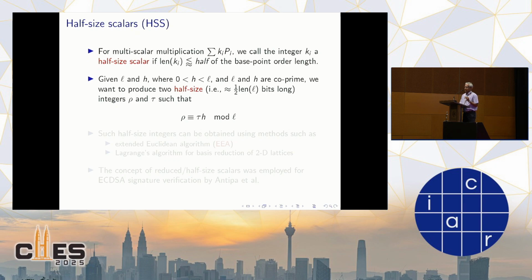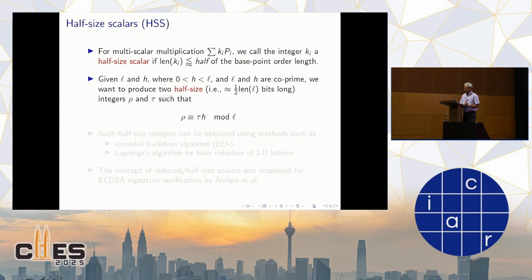So here the problem is this. Given L, which is the order of the curve, and H, which is the hash value that I referred to in the previous slide, and assume that L and H are co-prime. Of course, in practice, this is the case. We want to produce two half-size scalars or integers, rho and tau, such that rho is congruent to tau times H mod L.